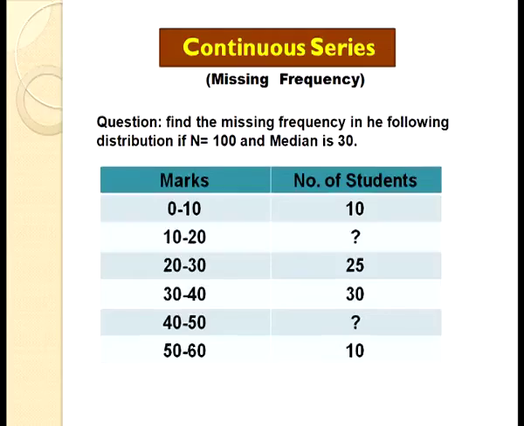So, let us see if the missing value is given. Now, how are we going to compute median? Let us read the question because it is a good question. Here two frequencies are missing. Find the missing frequencies in the following distribution, if n is 100 and median is 30. The very first check: the data must be arranged in ascending order. Here the data is already arranged in ascending order.